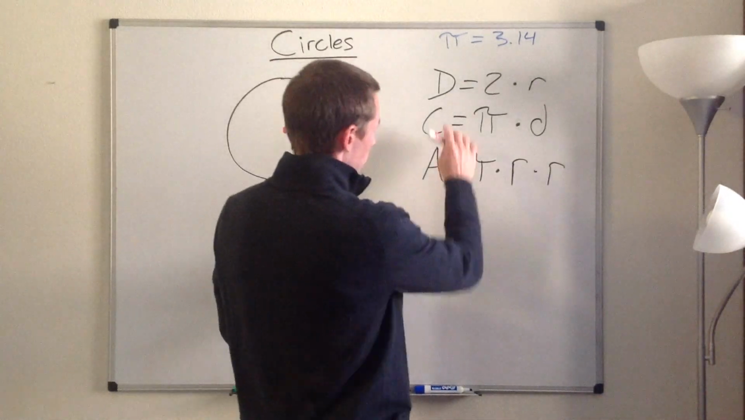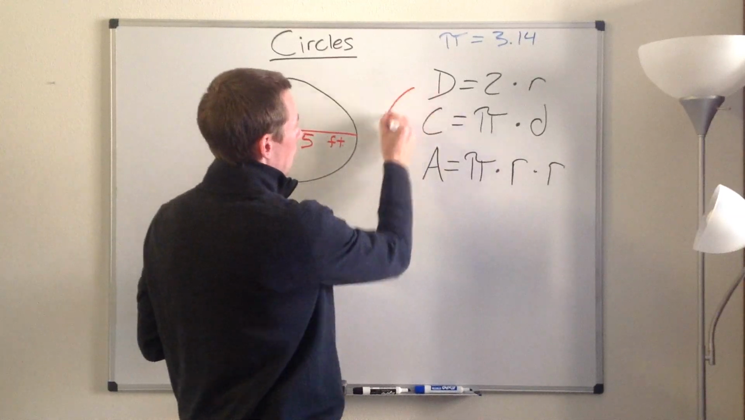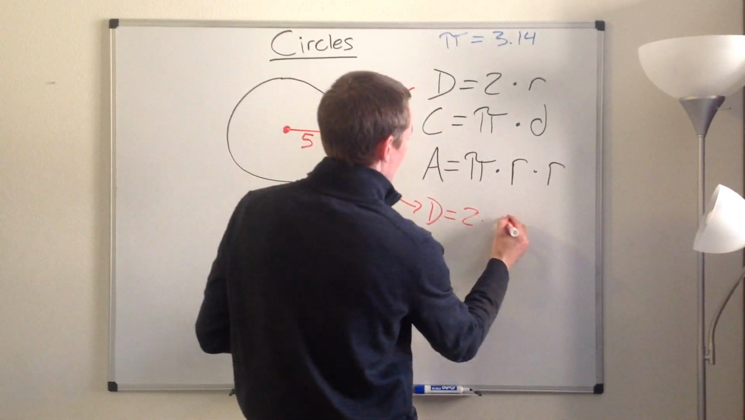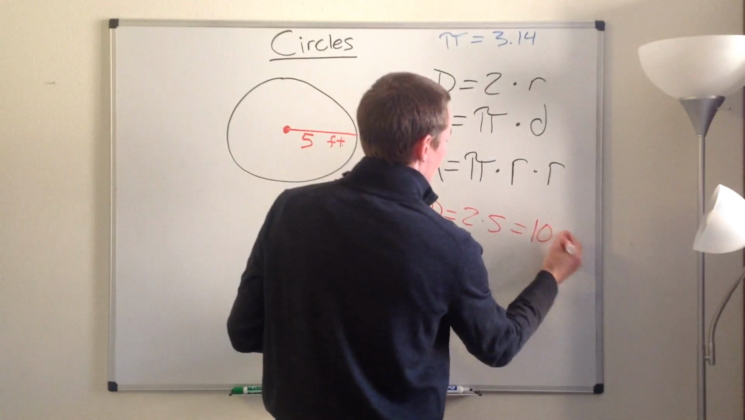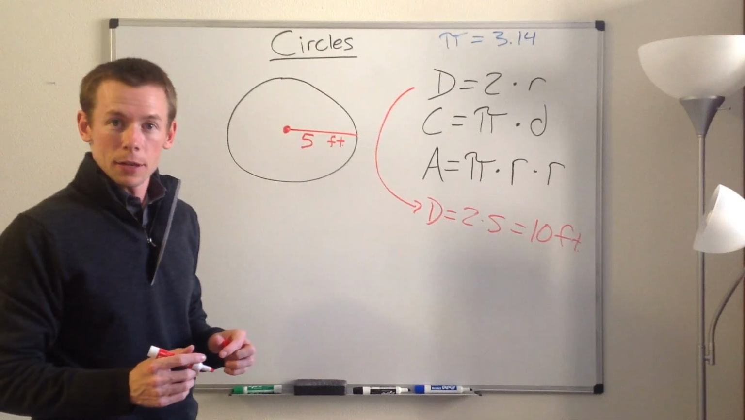So, diameter equals 2 times the radius. So here the diameter would be 10 feet.